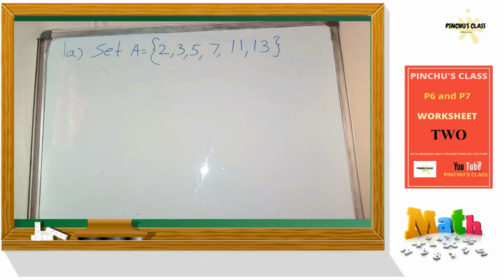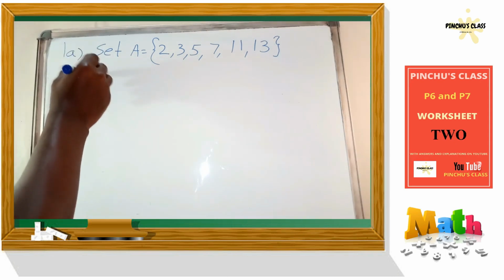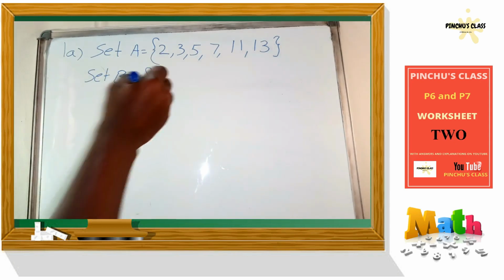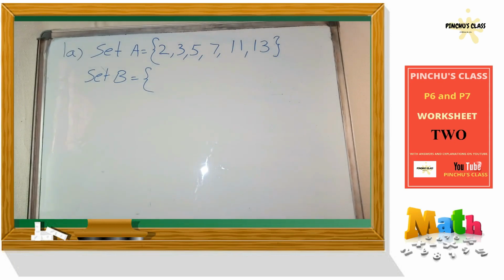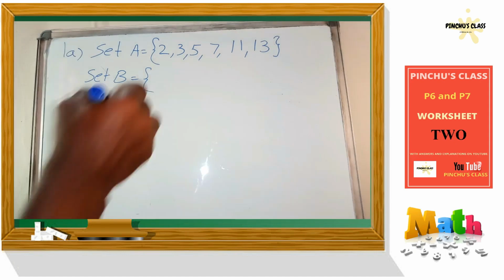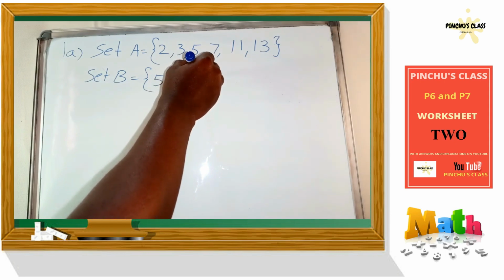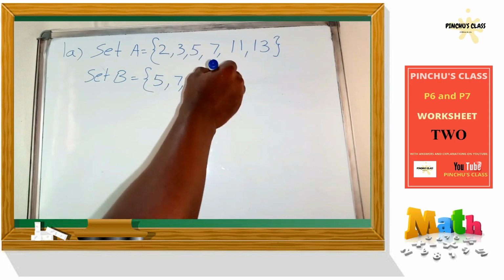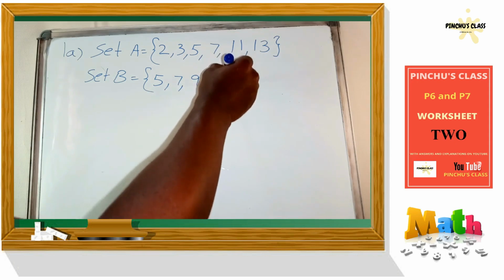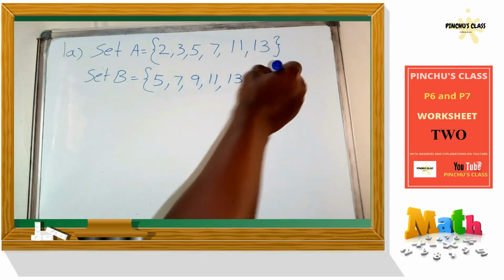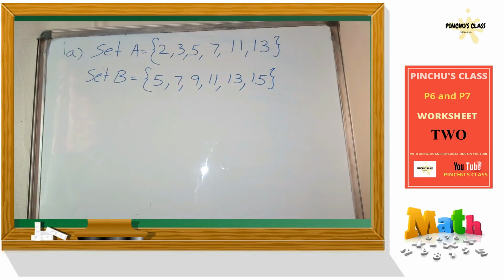And then part B, set B is going to be, they have told us odd numbers between 3 and 17. When they say between, it means 3 and 17 are not supposed to be part. So we're going to have 5, 7, 9, 11, then 13, and then 15. So those are the members.